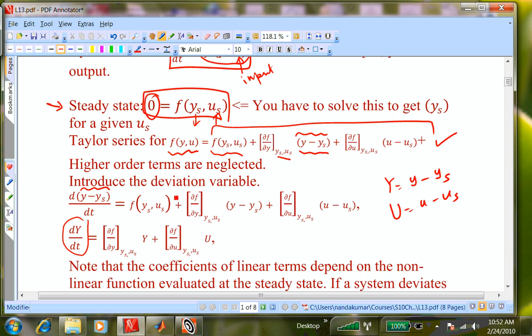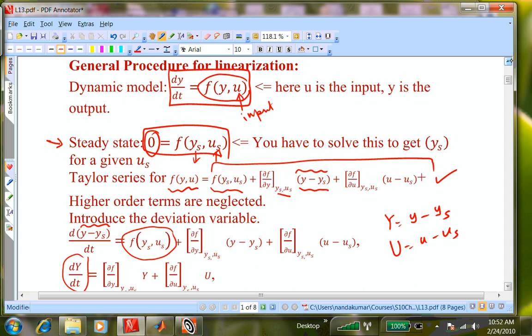Now, what did they do with this term? And can you explain to me why they don't have it? That is steady state. That is zero. I have found my ys, us in such a way that I satisfy this equation. So f of ys, us is zero. That is zero. Okay. So that term will drop out as zero, and so I don't have it.